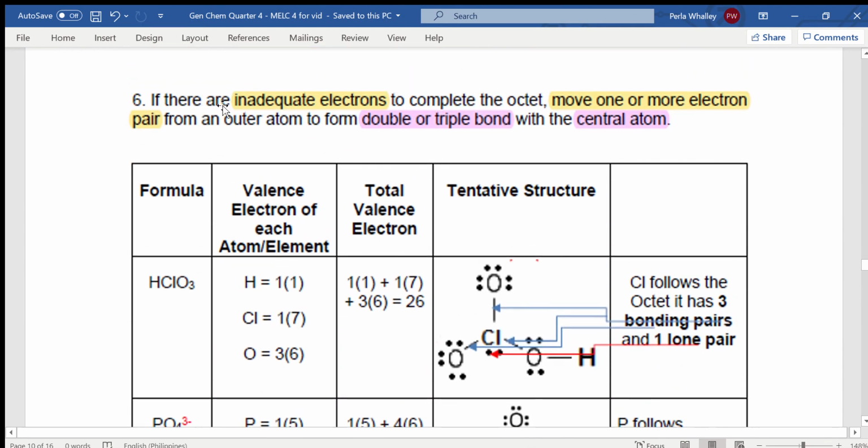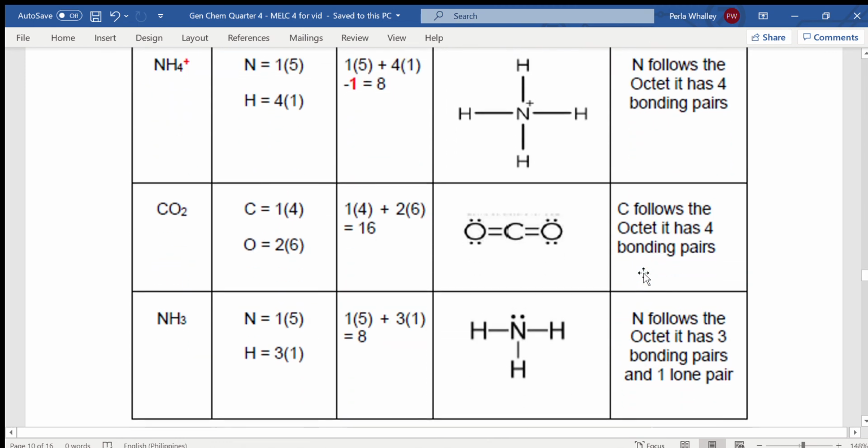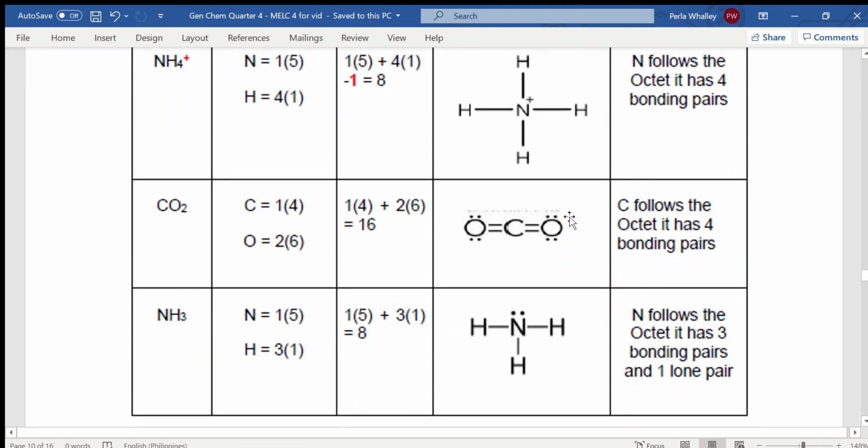If there are inadequate electrons to complete the octet, move one or more electron pairs from an outer atom to form a double or triple bond with the central atom. That will happen with carbon. So, remember we have 6 here. So, it was moved here. The 2 was moved here. So, we have a double bond.